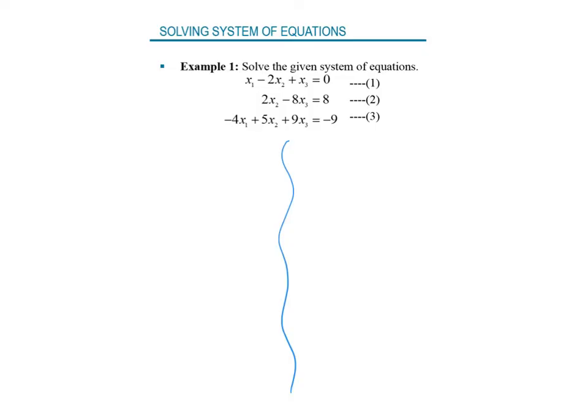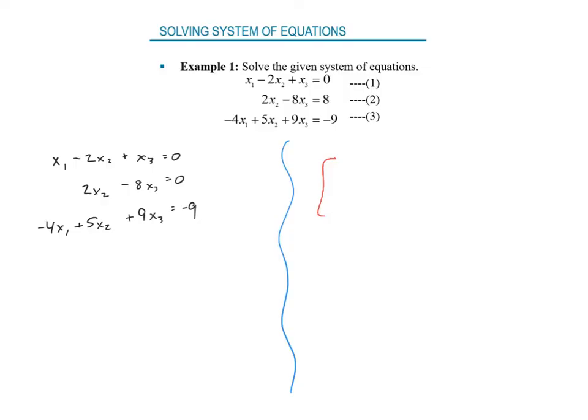So the first thing that I'm going to do is just rewrite my system over on the left here. I have x1 minus 2x2 plus x3 equals 0. 2x2 minus 8x3 equals 0. Negative 4x1 plus 5x2 plus 9x3 equals negative 9. All right, so I want to solve that system, but first let's write our augmented matrix, right?